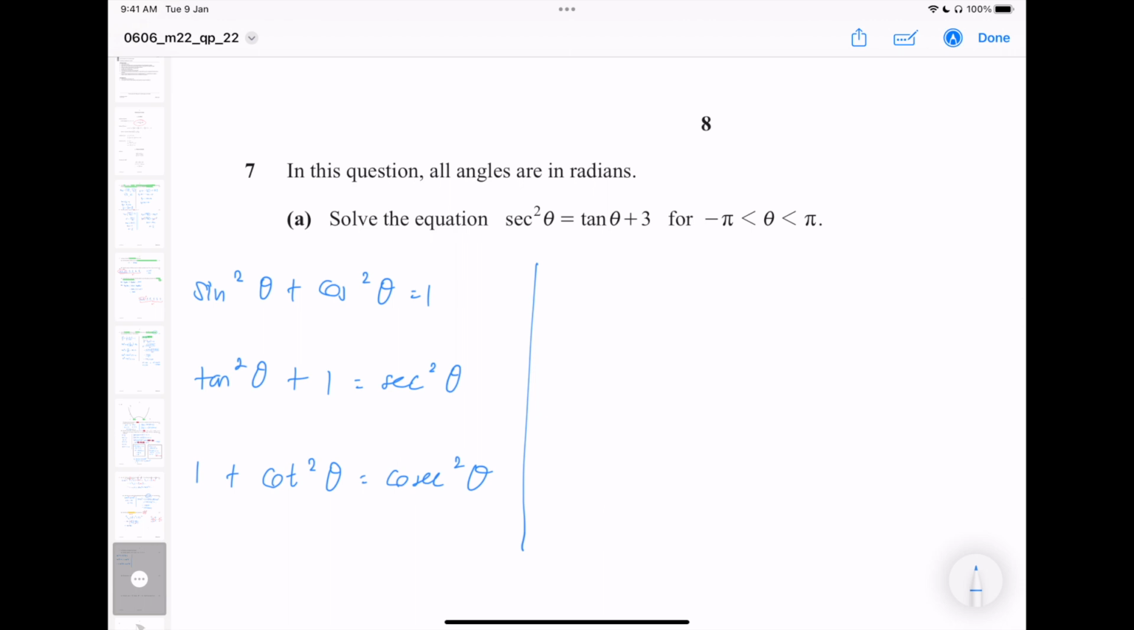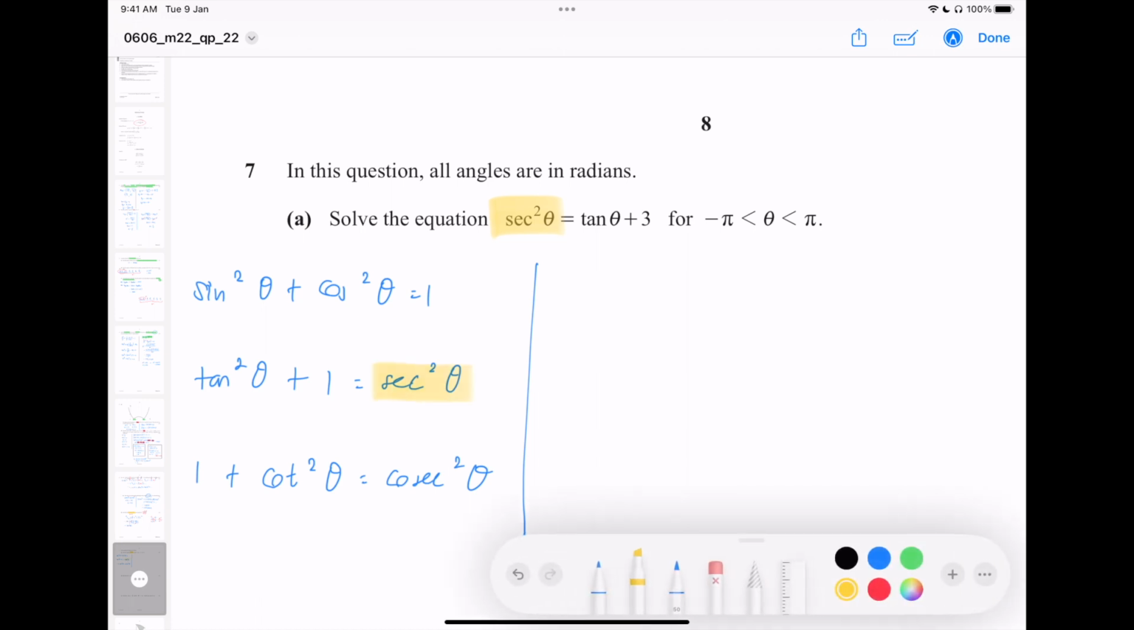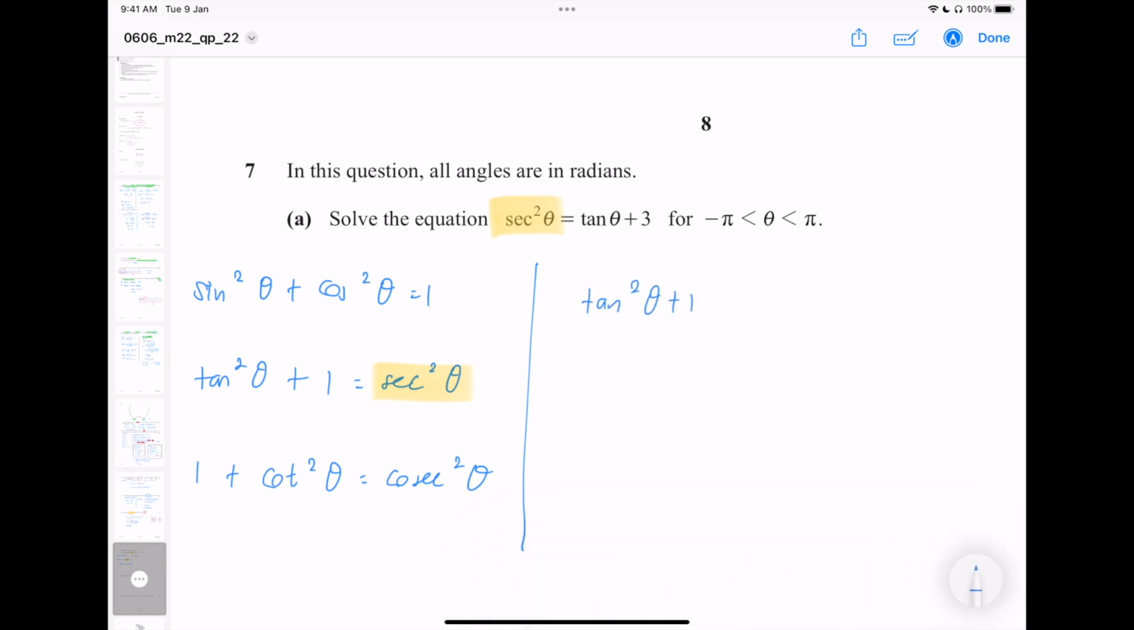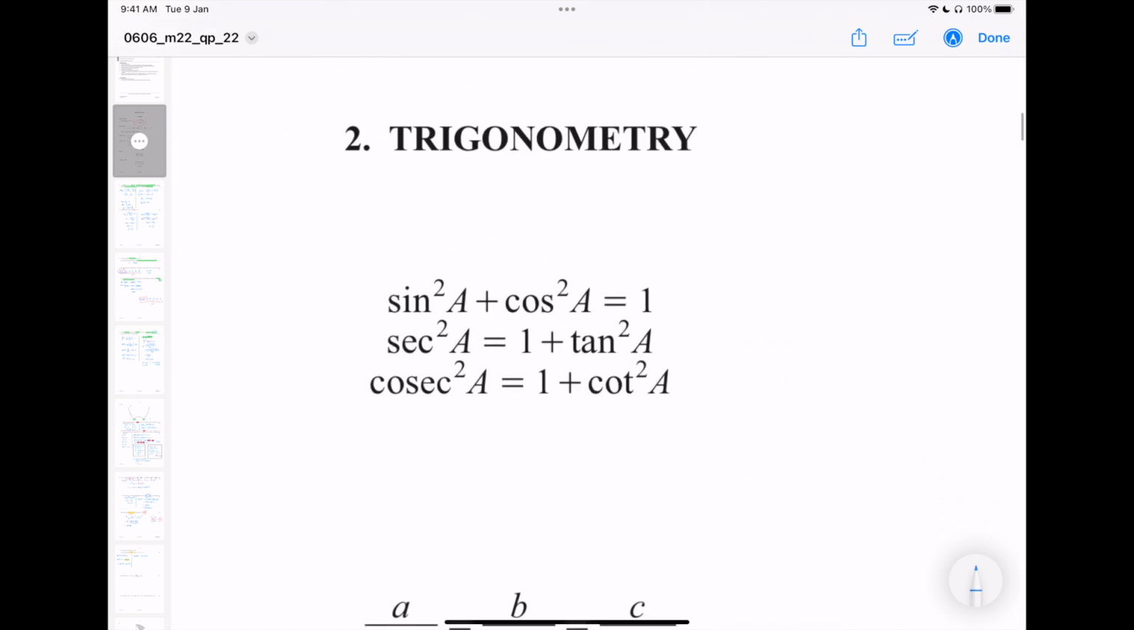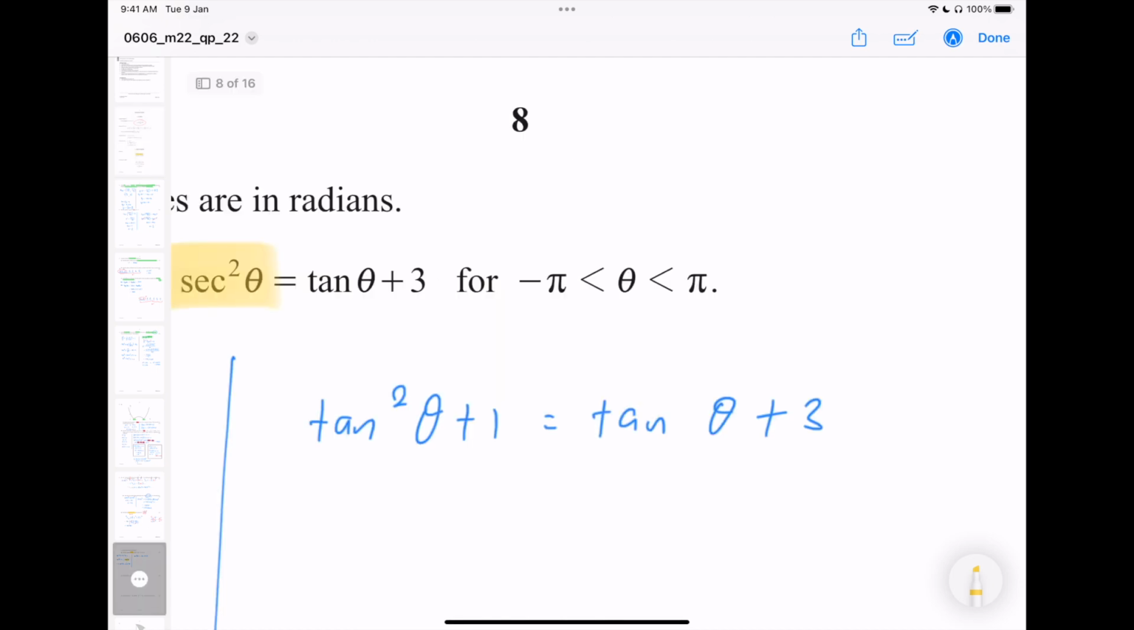Now solve this equation. You can see that I'm going to be using this in here. The reason is because I get tangent, which is on the other side. So tangent squared theta plus 1 should equal tangent theta plus 3. I think it's also on the first page. Yeah, it is on the first page. So there you go, this formula. So you're going to be needing that.